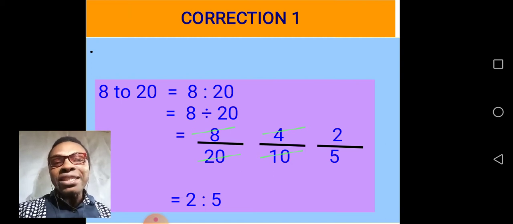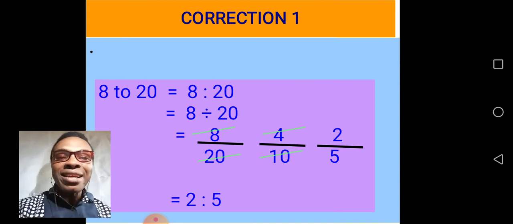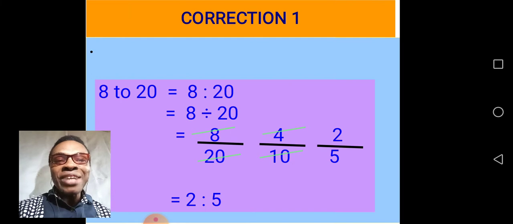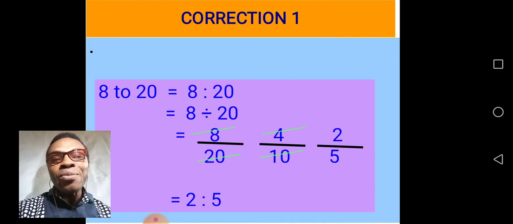So 4 over 10, 2 will go into 4 and 10 because they are even numbers. So 2 into 4 is 2 and 2 into 10 is 5. And so our answer reads 2 over 5. That will give you the proper answer, ratio 2 to 5, in the simplest form. So 8 ratio 20 in the simplest form is 2 to 5.